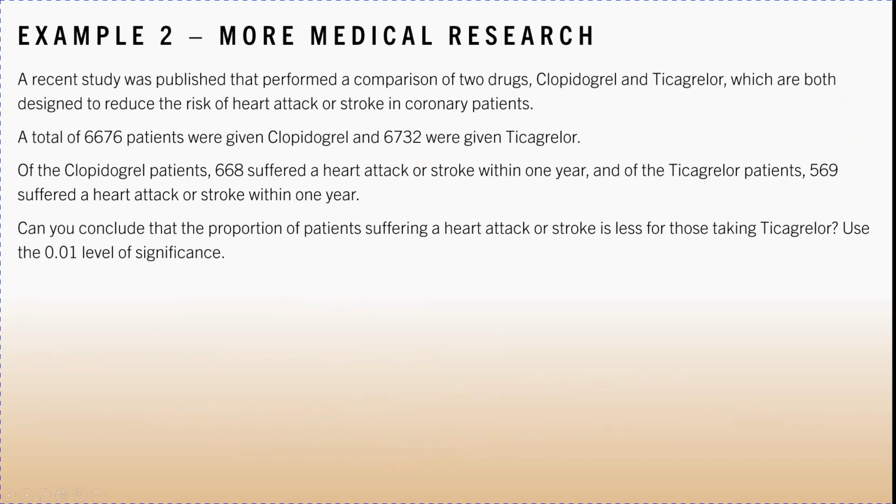All right, so this was more on medical research here. A recent study was published that performed a comparison of 2 drugs. Okay, I'm not going to try to pronounce them here. We'll just call this one drug C, and this one was drug T. Both of these drugs are designed to reduce the risk of heart attack or stroke in coronary patients. So our sample 1 will be drug C, and sample 2 will be drug T.